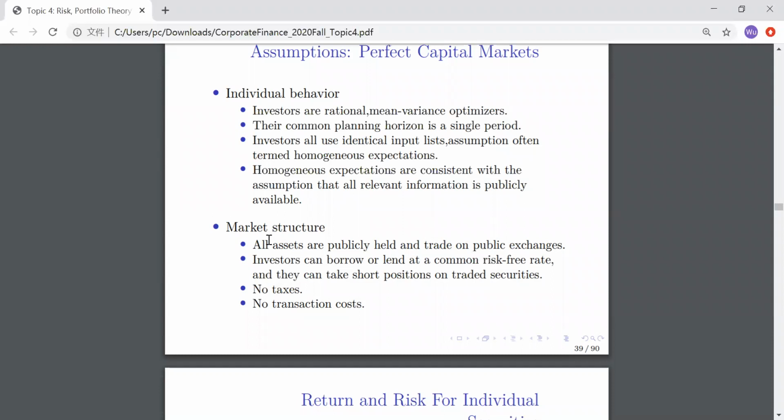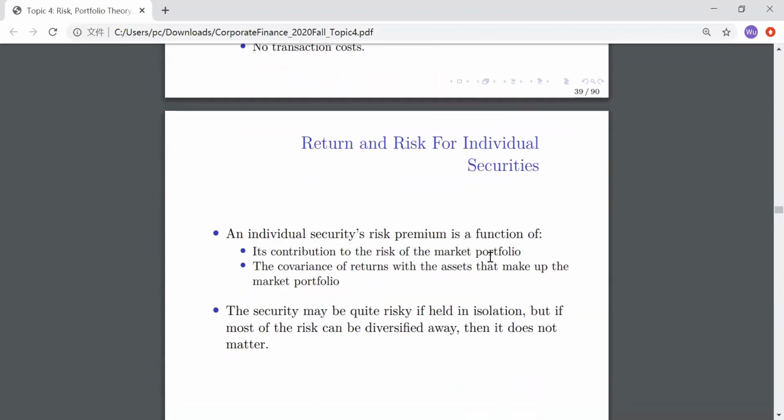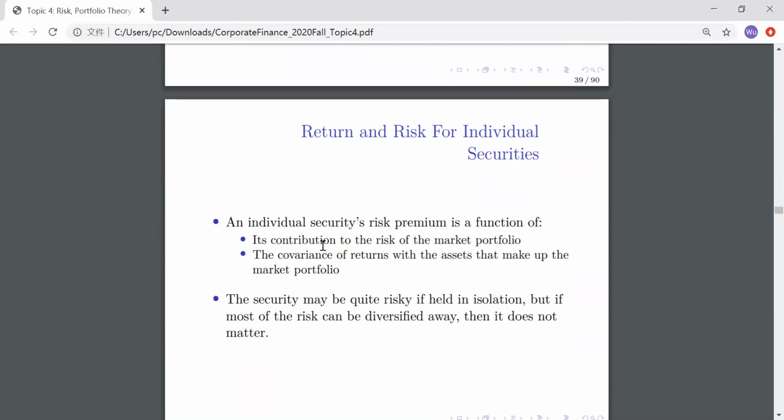Market structure is a perfect capital market, meaning there's no tax and no transaction cost. Borrowing and lending have the same rate, so you can borrow and lend at the same rate, right? And then all assets are publicly traded on public exchanges, right? Now, here's the key point of the CAPM model: an individual security's risk premium is a function of its contribution to the risk of the market portfolio, right? So what is the contribution to the risk of the market portfolio? Basically, the sensitivity, right? So how sensitive this stock is. And also the covariance of returns with the assets that make up the market portfolio.